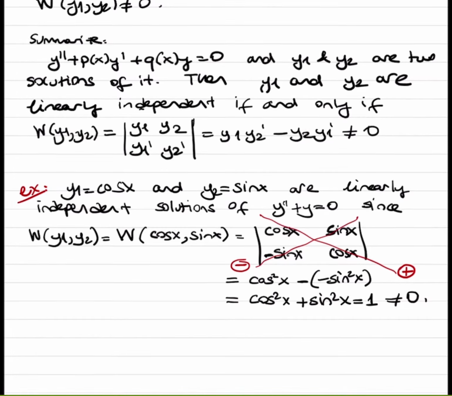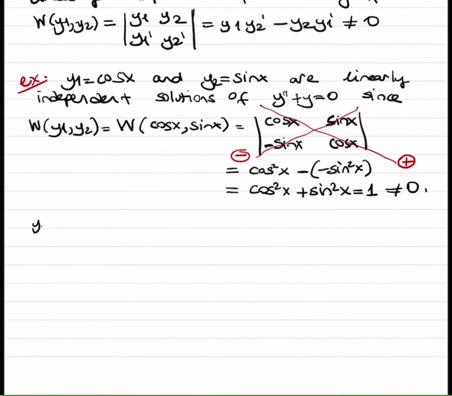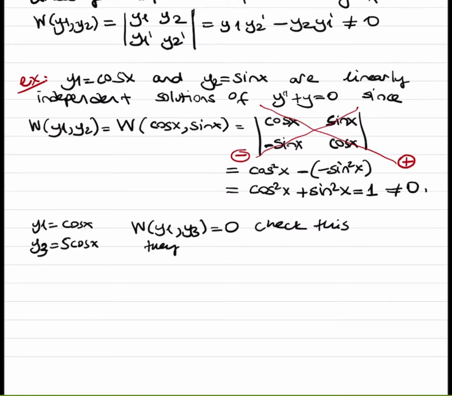So if you want, you can check with cosine x and y3 equal to 5 cosine x. Let's write the Wronskian of y1, y3. So this should be 0, so they are linearly dependent. Check this. They are linearly dependent, because we can see the dependence, right? It is 5 times y1, so it depends on y1.